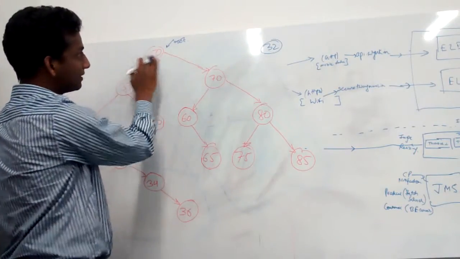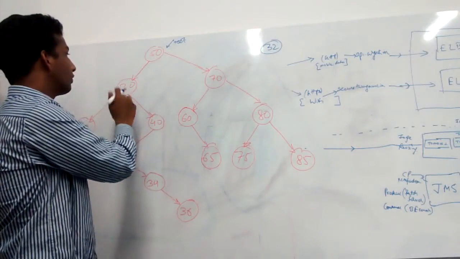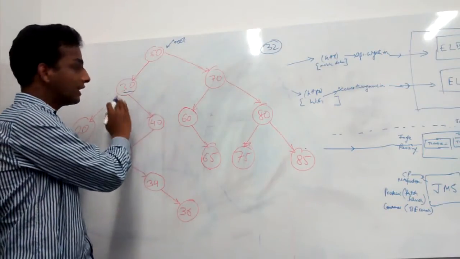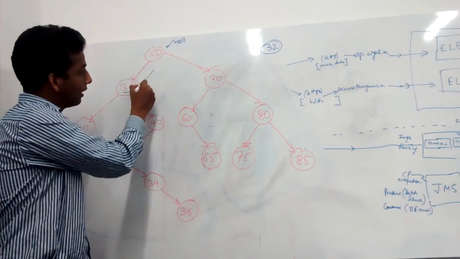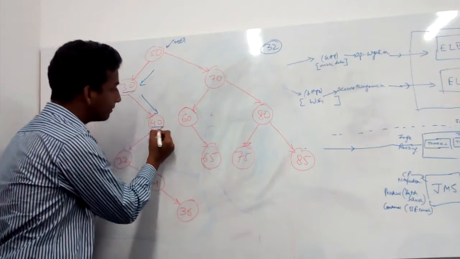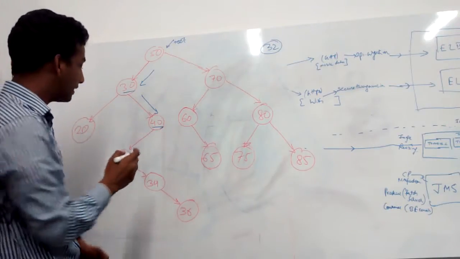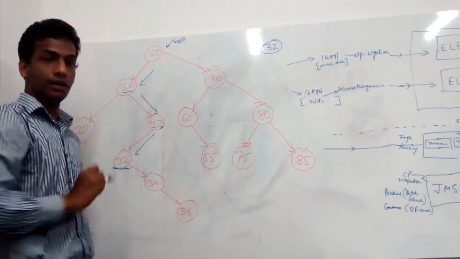So 32 is less than 50, so we look in the left subtree. Okay, so we come to 30. This time 32 is greater than 30, so we go to the right subtree. Again we hit the number 40. 40 is greater than 32, so we look at the left subtree. So here we have found the number.